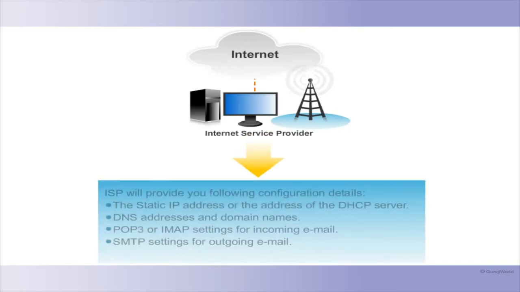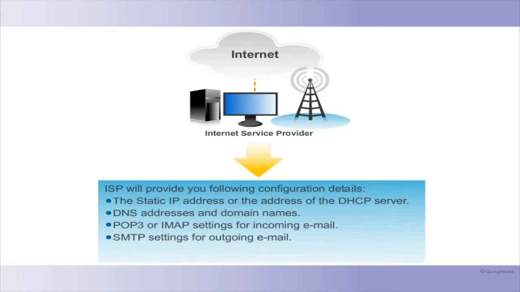Your ISP provides you the following configuration details: the static IP address or the address of the DHCP server, DNS addresses and domain names, POP3 or IMAP settings for incoming email, and SMTP settings for outgoing email.